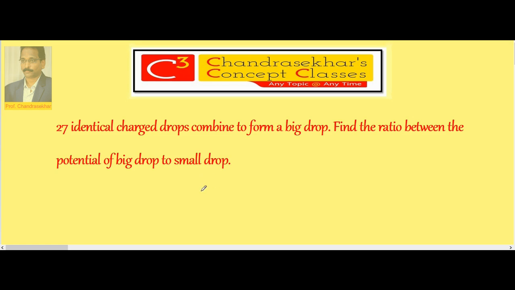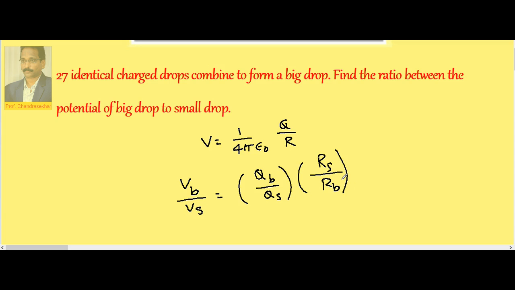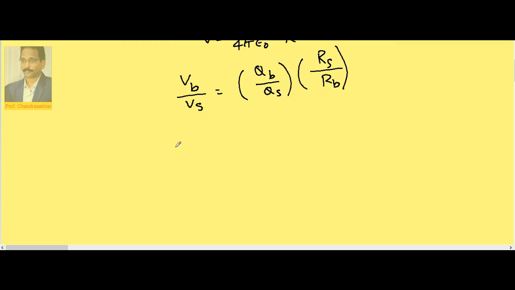We know that potential on any drop V is equal to 1 by 4 pi epsilon naught into Q by R. Now if I take the ratio between potential on big drop by potential on small drop, it is charge on big drop by charge on small drop into radius of the small drop by radius of the big drop. We already know whenever n drops combine, charge on the big drop is n times the charge on the small drop.